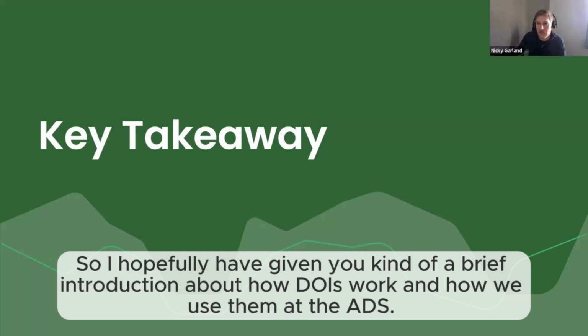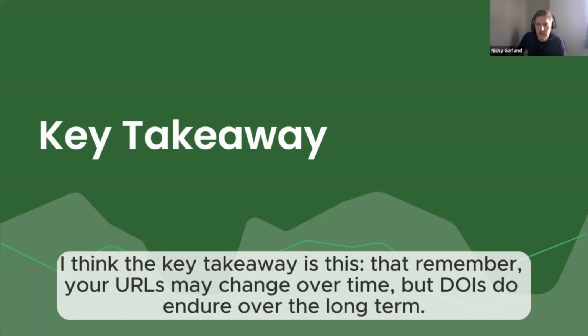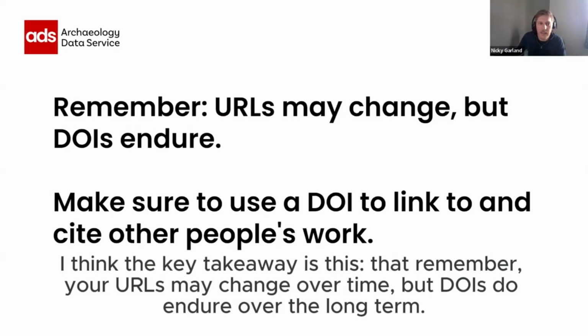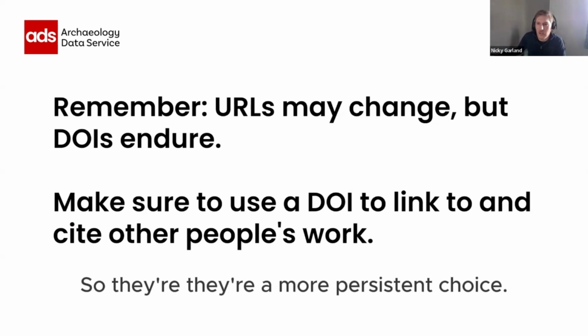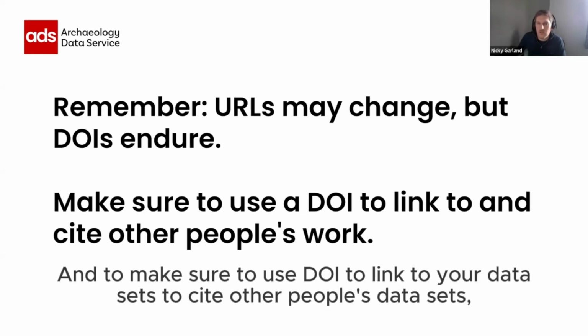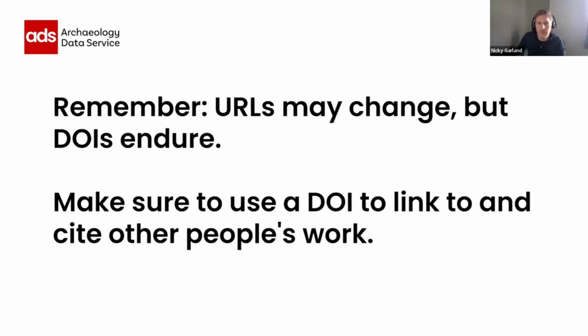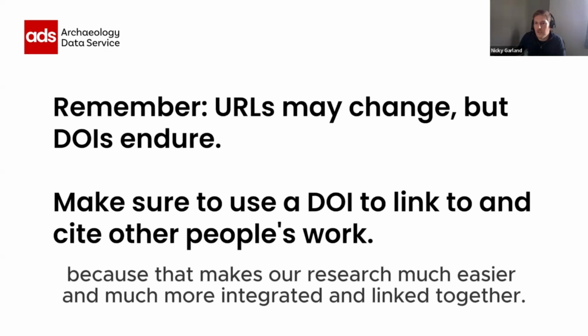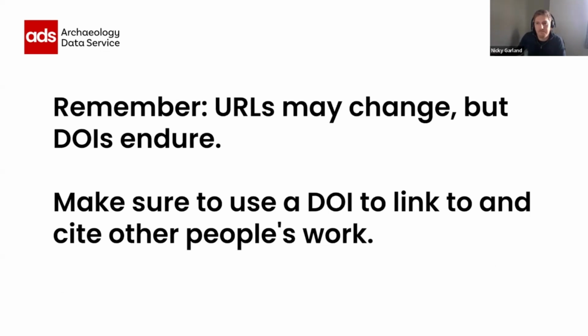So I hopefully have given you a brief introduction about how DOIs work and how we use them at the ADS. I think the key takeaway is this: remember your URLs may change over time, but DOIs do endure over the long term. So they're a more persistent choice. And make sure to use a DOI to link to your data sets, to cite other people's data sets, because that makes our research much easier and much more integrated and linked together.